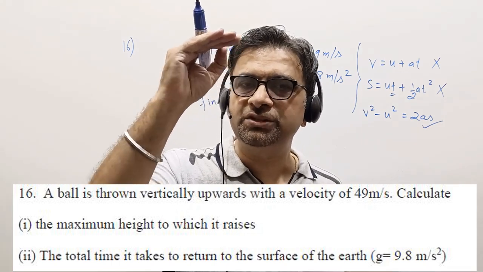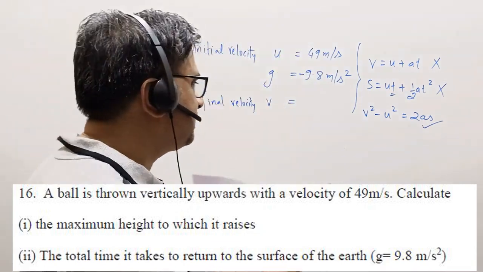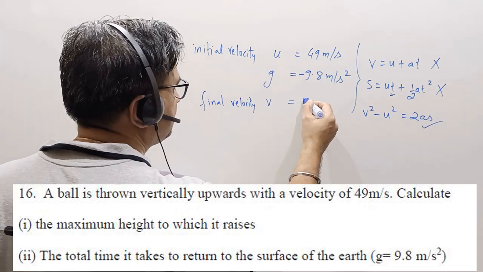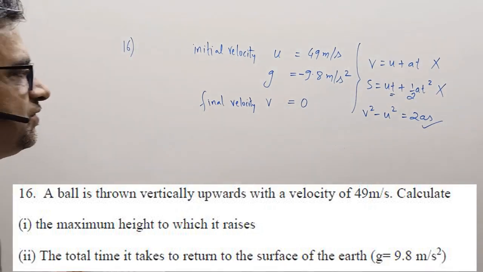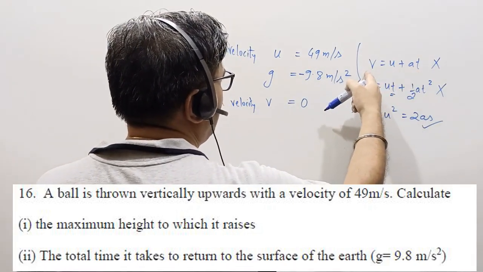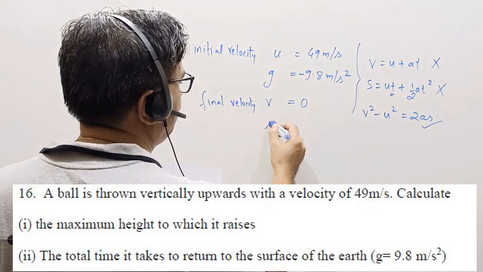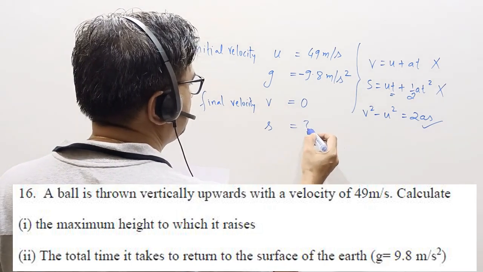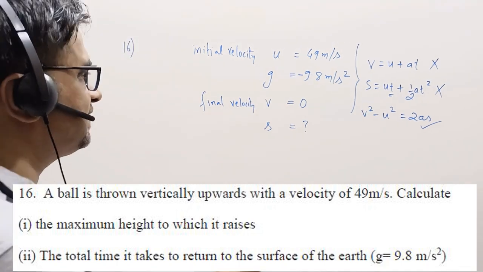Momentarily, its velocity has become zero. So in this case, the final velocity is zero. Let's see which formula out of these three will help us. In this case, we don't have any mention of time, nor do we have distance here. So we are required to find distance, the maximum height to which this reaches. The maximum height to which it raises is s.